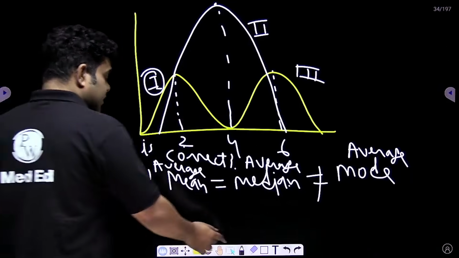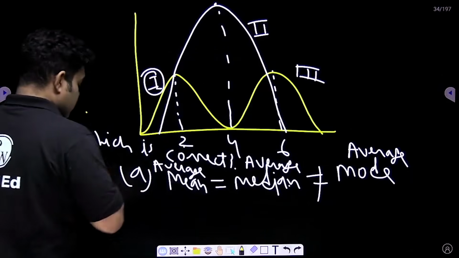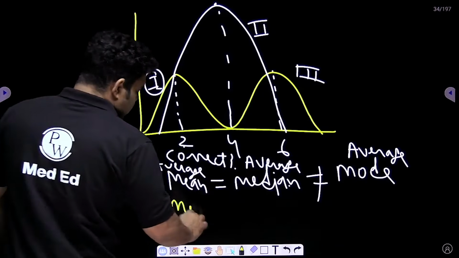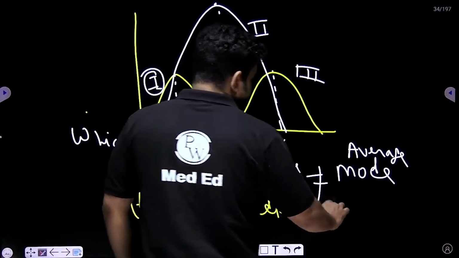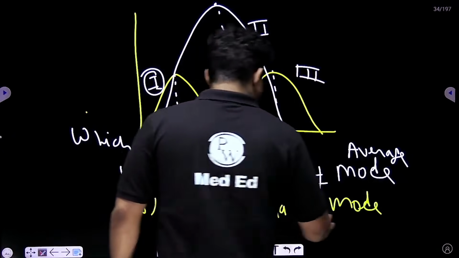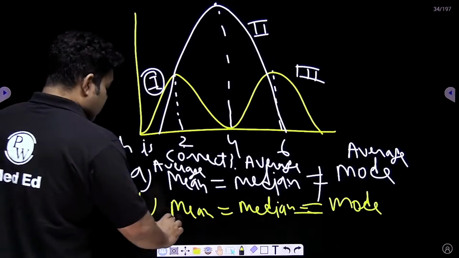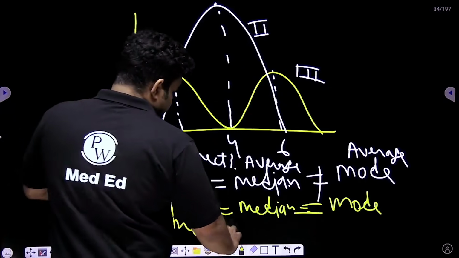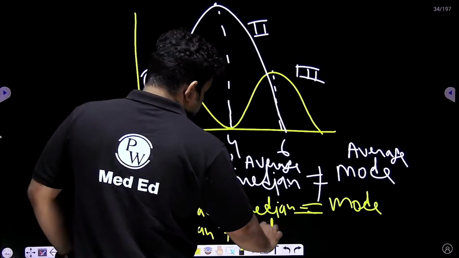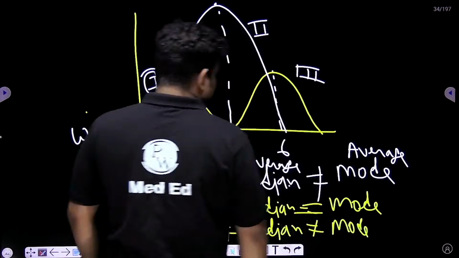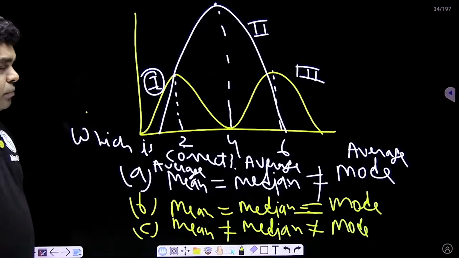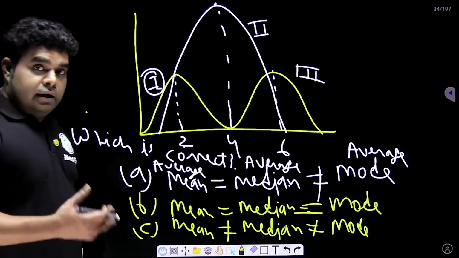Second option was that mean is equal to median and mean and median are equal to mode also. They all are equal. The third option is that mean is not equal to median and median is not equal to mode. So which out of the 3, do you think, is correct?